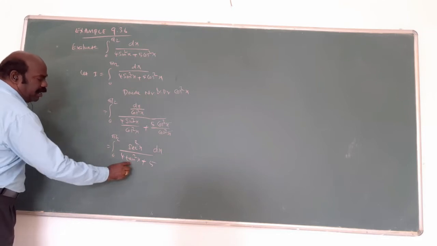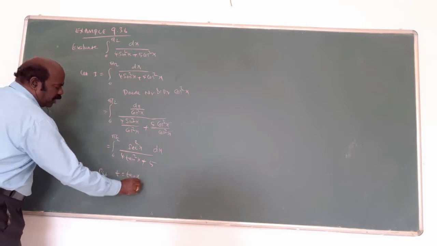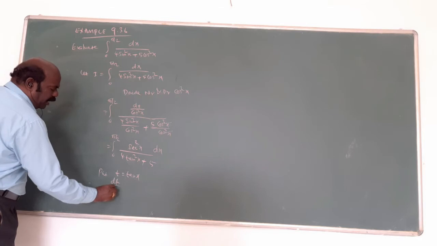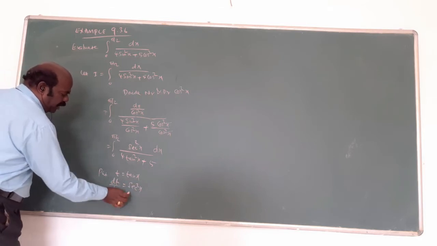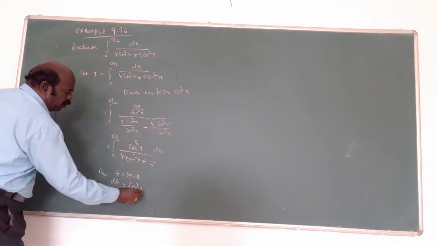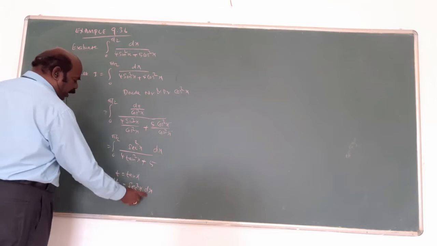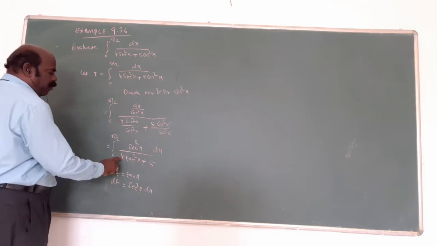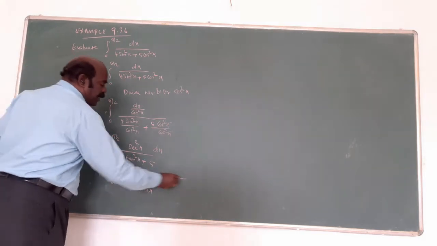Put t equal to tan x. The derivative: dt by dx equals secant square x, so dt equals secant square x dx. Secant square x dx together is only dt. Here 4 into t square plus 5. But we want to change the limit also.